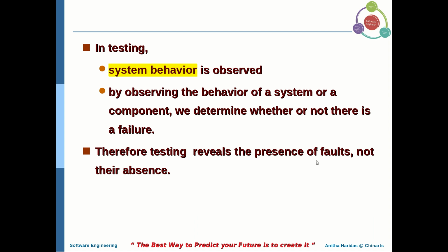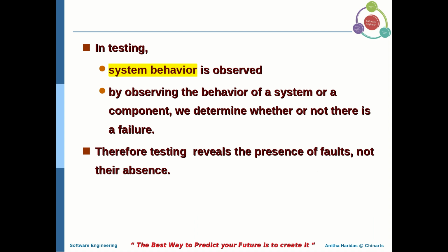We have already seen that an error will lead to a fault, and a fault will lead to a failure. So when you determine there is a failure in your system, you can understand your system has some faults, maybe because of some of the errors made during programming, during the requirement process, or during the design phase. This is what we have to understand here.